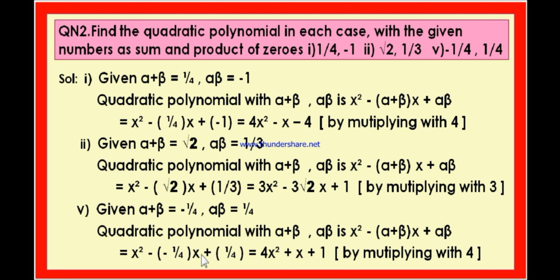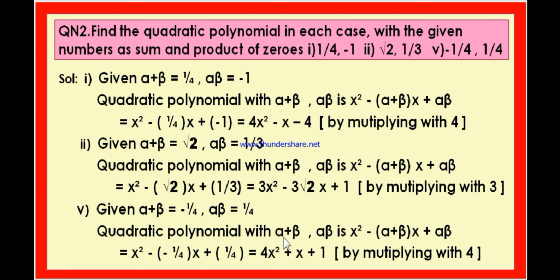4 is the denominator here, and in this term also you can find 4 as denominator. Therefore let us multiply all these 3 terms with 4. By multiplying with 4, 4 into x square is 4x square, minus of minus will be plus 4, and this 4 will be cancelled, you will get x, and 4 into 1 by 4 will be 1. So 4x square plus x plus 1 is the quadratic polynomial in which the sum of the zeros is minus 1 by 4 and product of the zeros is plus 1 by 4.